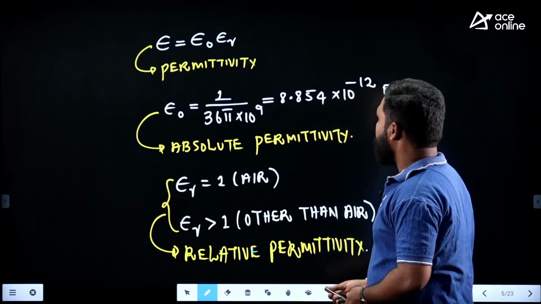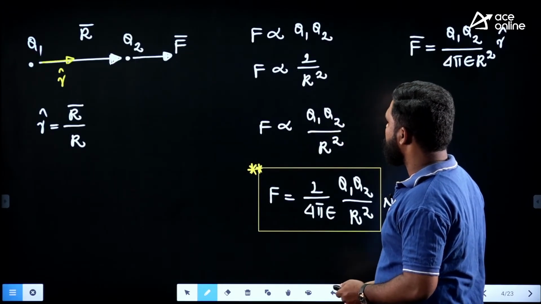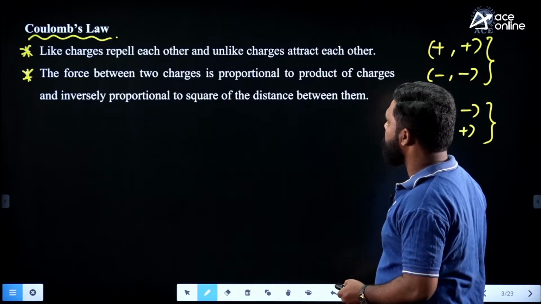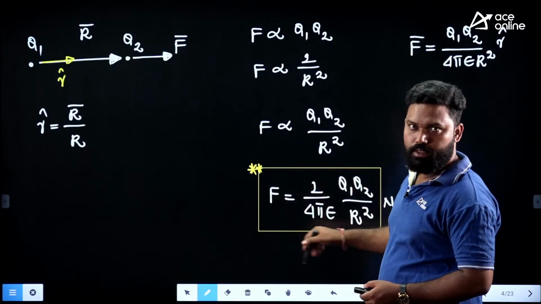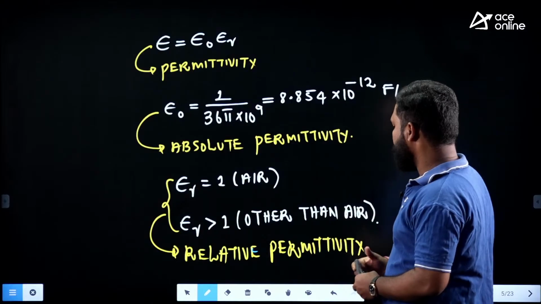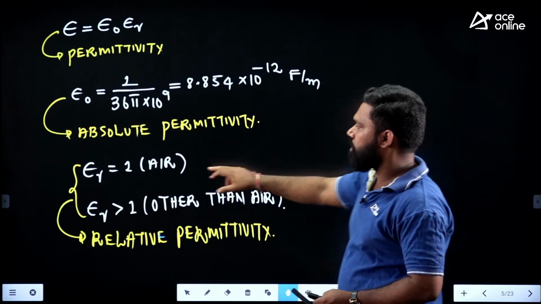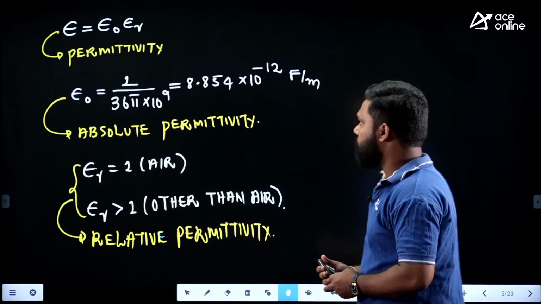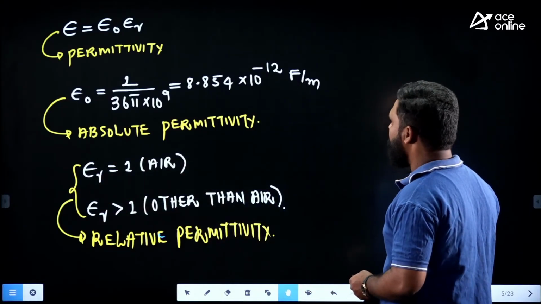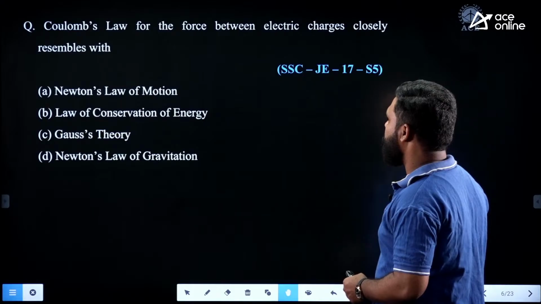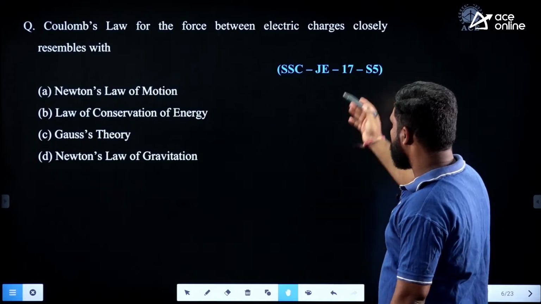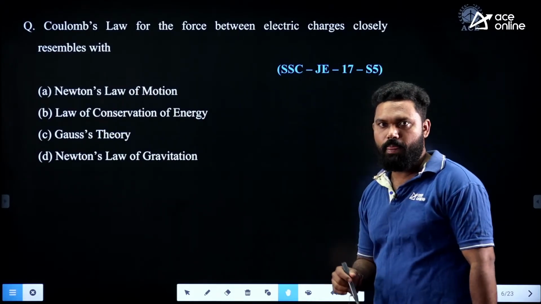Okay, friends, fine. So this is the thing you have to remember from Coulomb's law, this expression. If nothing is mentioned in the question regarding this epsilon r, you have to consider it for the air. That is the assumption you have to make. Now let us take some questions here and confidently we can answer those things. See, this is one of your previous questions.